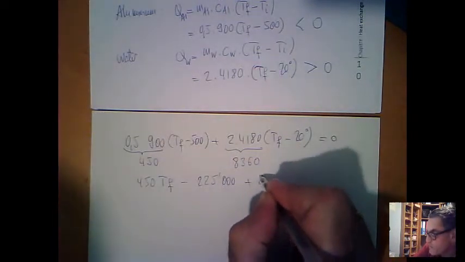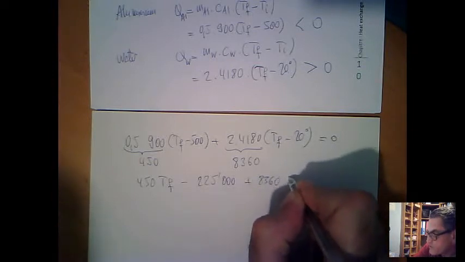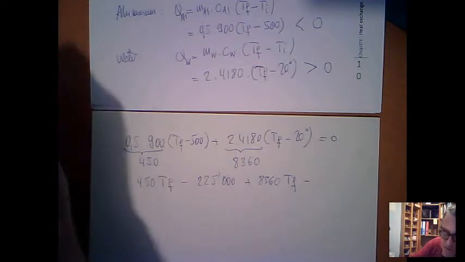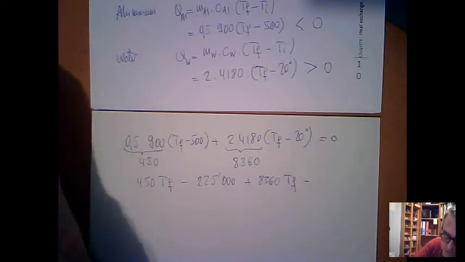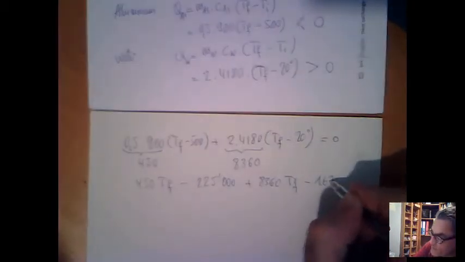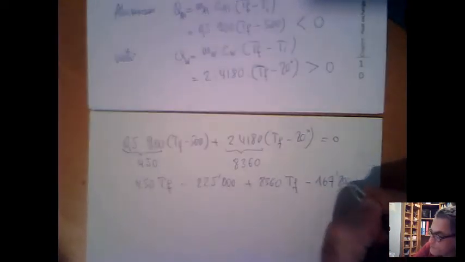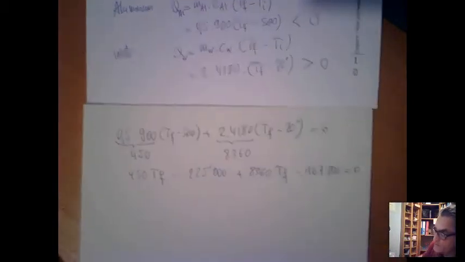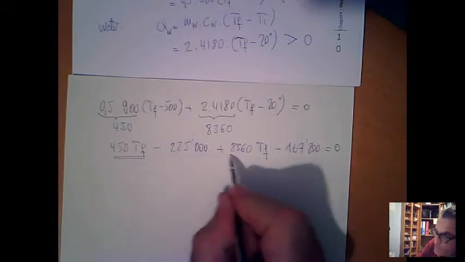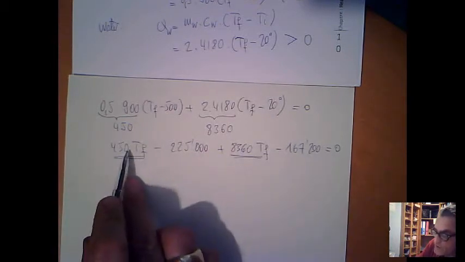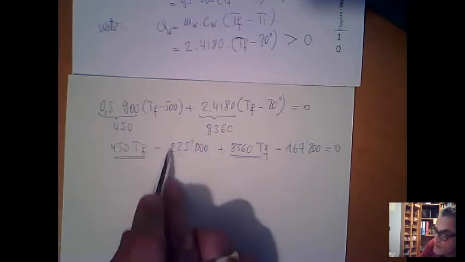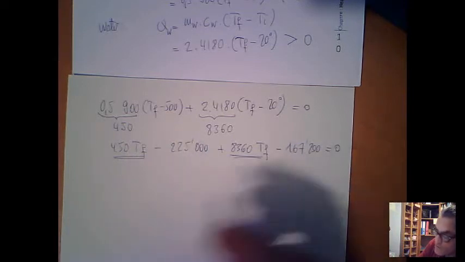And then we have plus 8,360 times TF minus 8,360 times 20, and this is 167,200. And this has to be equal to 0. Now you have two terms with TF, which we keep on the left-hand side, and two terms which are just numbers, which we put on the other side.